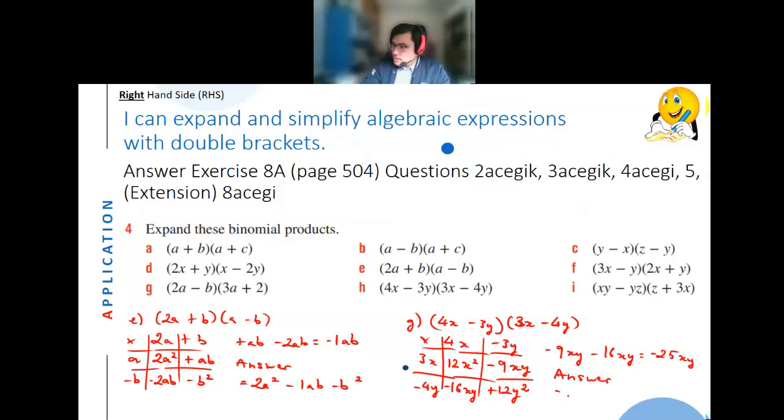So our final answer is going to be 12x squared minus 25xy plus 12y squared. Okay, a bit more complicated, but that's alright, we can do it.